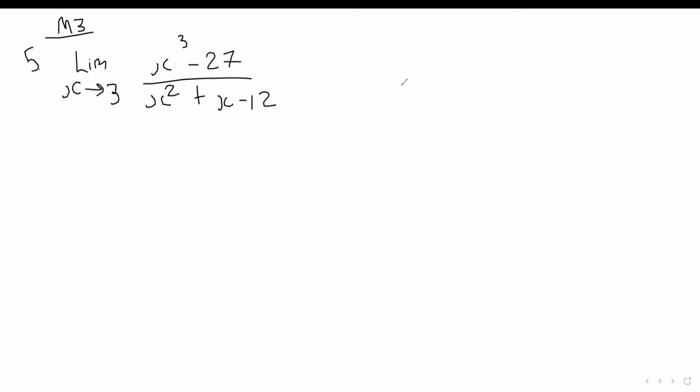Now we're going to do this question in 2 ways. Method 1 over there, method 2 over here. So to do this now, let's start with method 1. This is applying L'Hopital's rule.